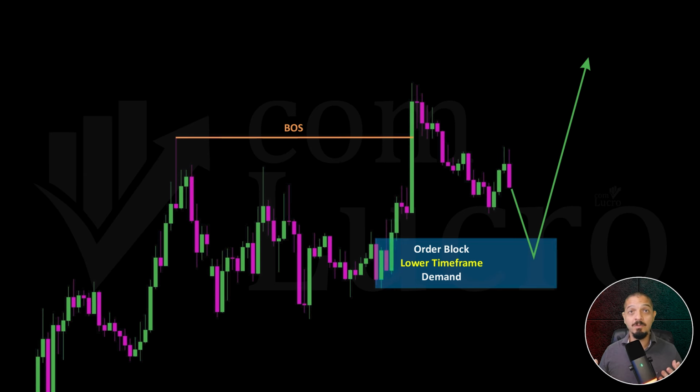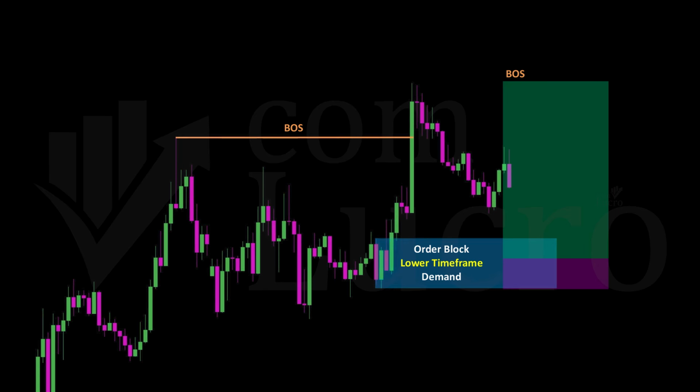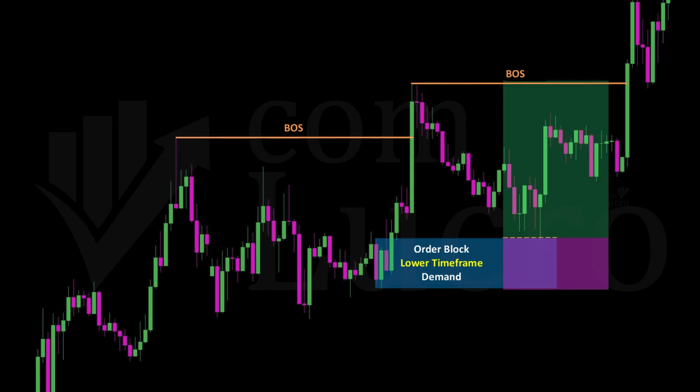With all confirmations aligned, we place a buy limit inside the demand zone and set the stop loss just below it. The target is placed at the previous swing high. As price moves, it taps into the demand zone, triggers the entry, and then rallies upward, creating another break of structure. This entire setup follows just 4 simple steps: direction, discount, liquidity, and demand. Master these 4 confirmations, and your analysis becomes clear, structured, and high probability.